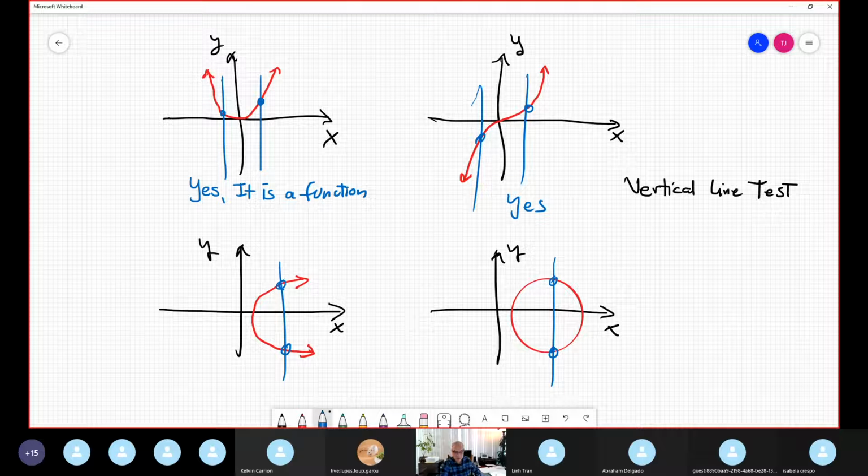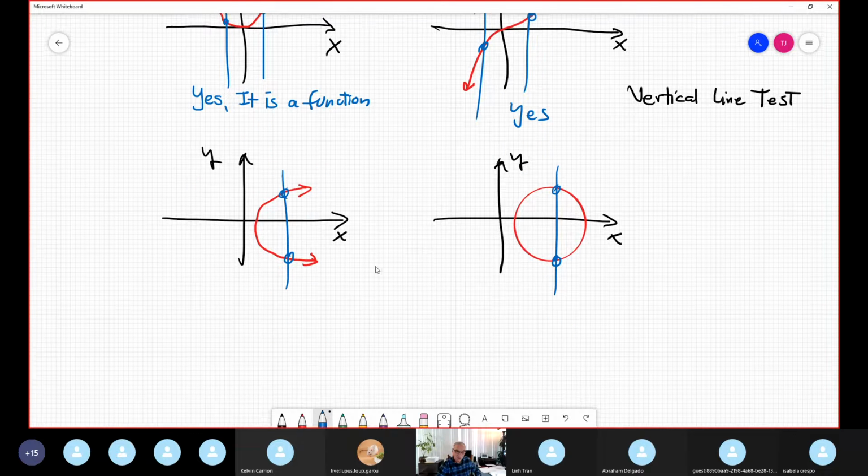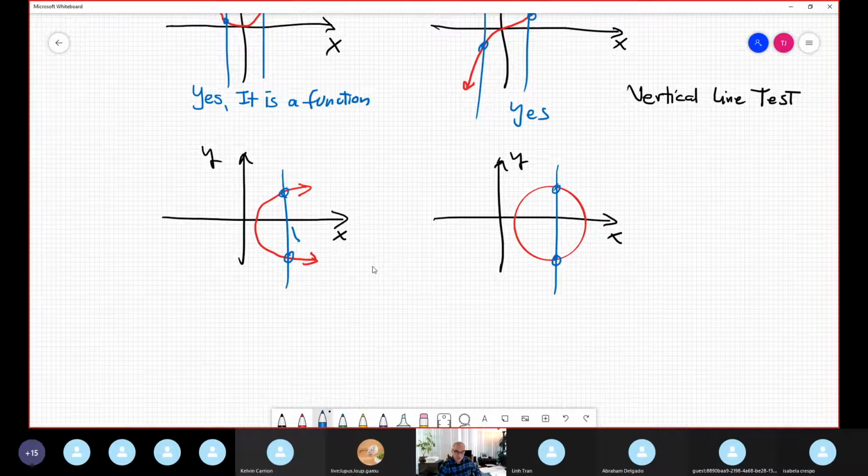Why? It's the same thing we studied before. Suppose we have one value of x here, and it is associated with 2 values of y. This is y1 and this is y2. So x is associated with 2 values of y, which does not satisfy the definition of a function, because it's one-to-many.